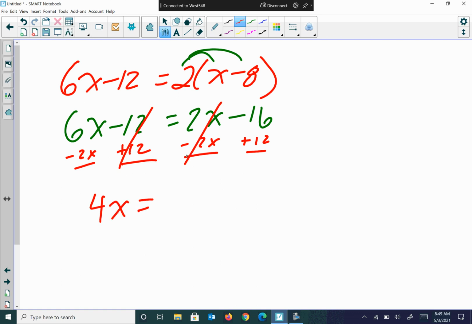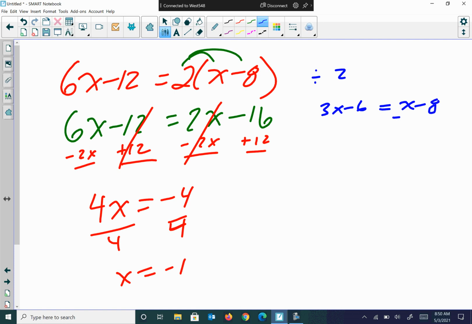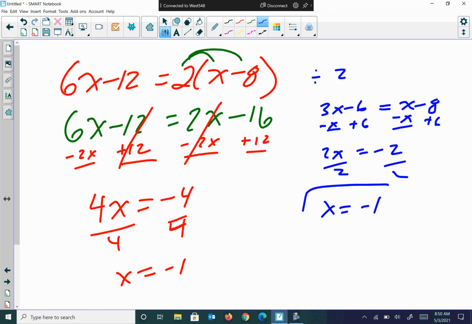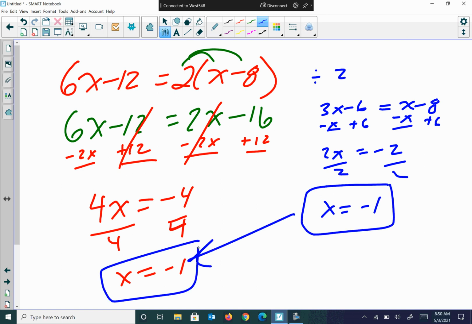That's 4x. Those cancel. That gives me negative 4. Oh, divided by 4, x equals negative 1. Here, for you, I will do this. So you said, what would happen if I divided everything by 2? So I'd get 3x minus 6 equals x minus 8. Subtract x, subtract x. Add 6, add 6. So is that the way you see it in the blue? Cool. Notice it gets the same answer, which is beautiful. Good, keen eye, my friend.